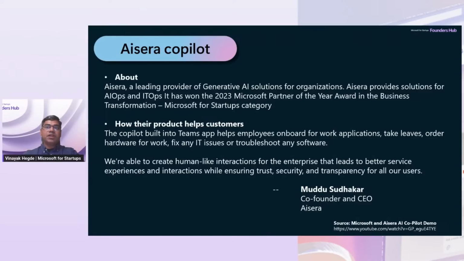So for example, if they want to order a laptop, it will give them a list of laptops. You can select one, and then maybe it will send it for approval, and once the approval is done, it will actually go and order that for you. That is what is so interesting about this Aisera Copilot.